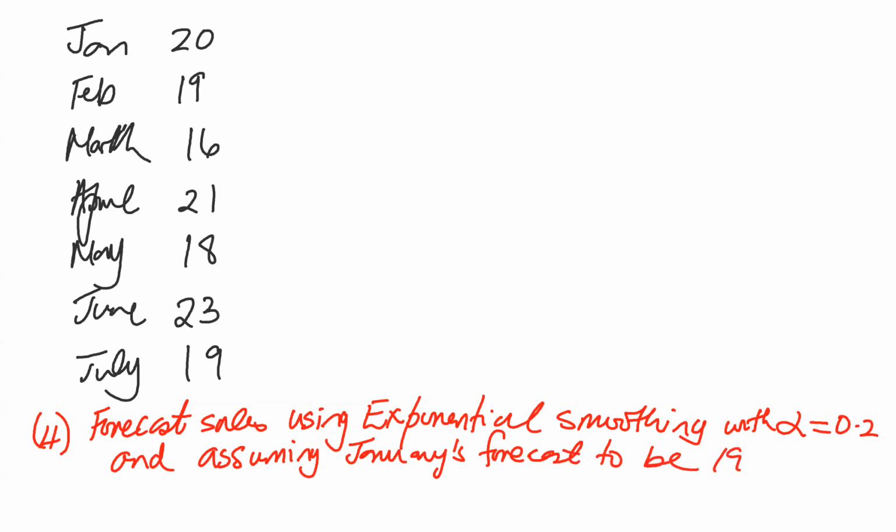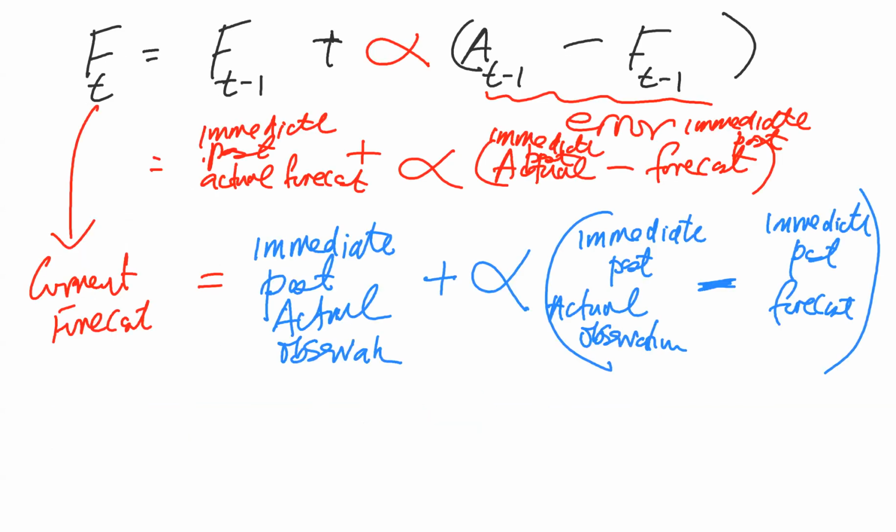So let's go back to the page. Remember I said that your immediate past actual observation, you find that in the table that you're given. The question is, where would I find the immediate past forecast? You're either told what it is. So notice the question that you were given. You were told to assume that January's forecast is 19. So you're told something about the first forecast. If you're not told what it is, then that's a different matter. But we're going to begin with me being told what it is.